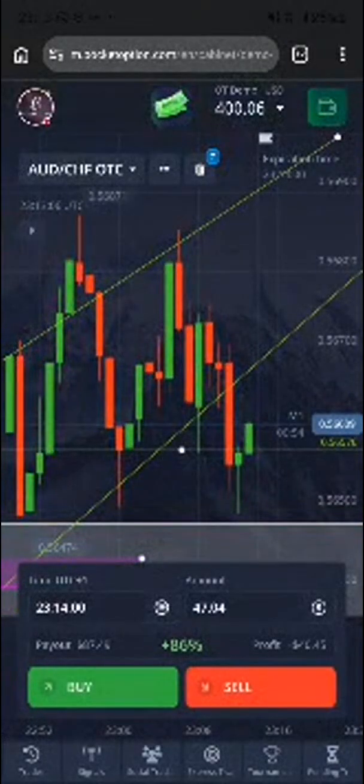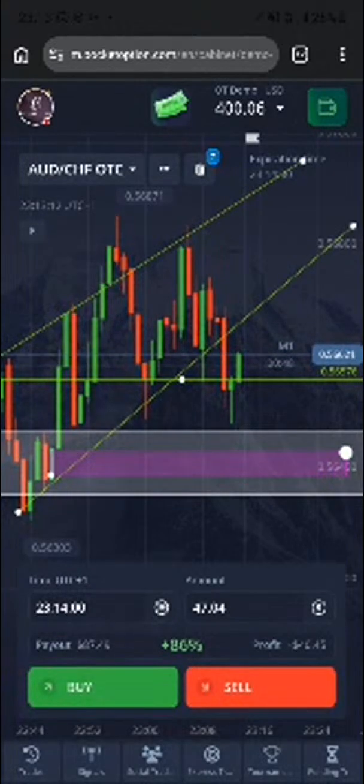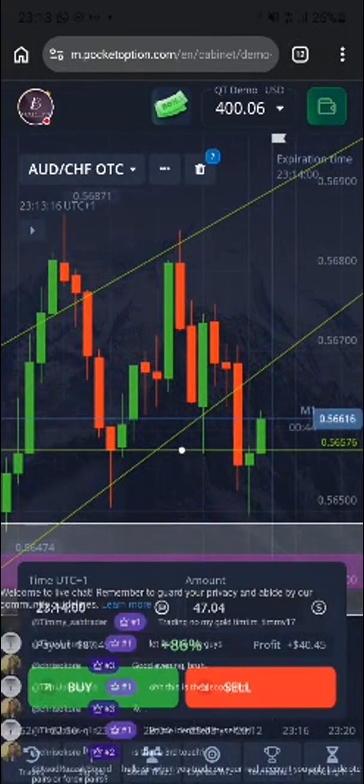Oh my God, this trade was a very risky trade, and I did not observe it until now. This third touch is not valid. It's not a good one at all. I actually should not have taken this trade.